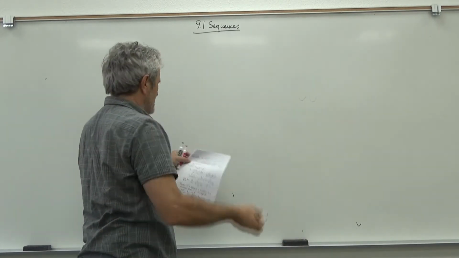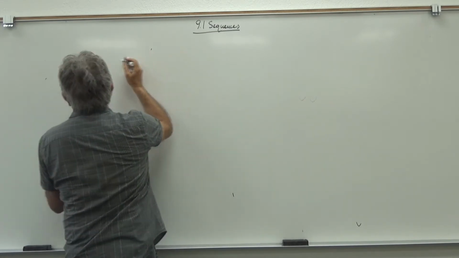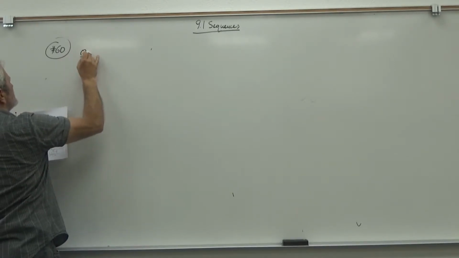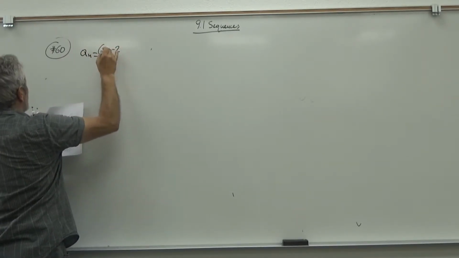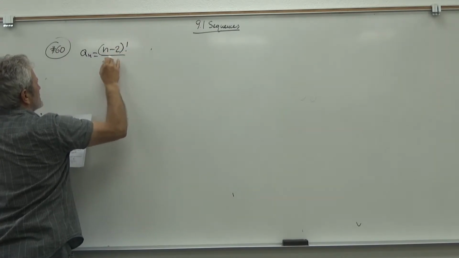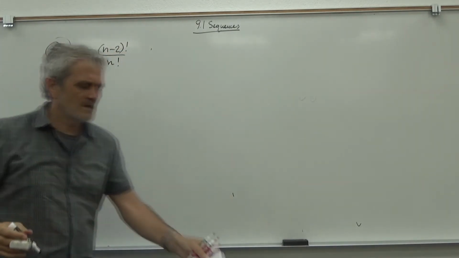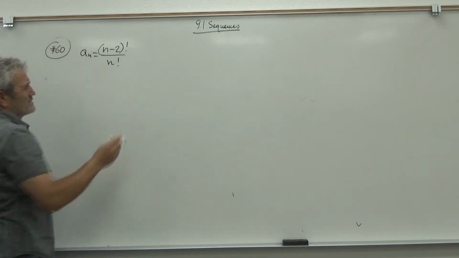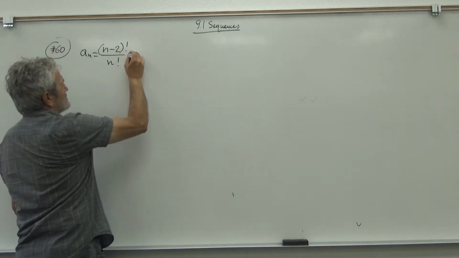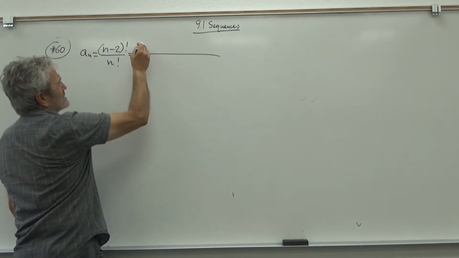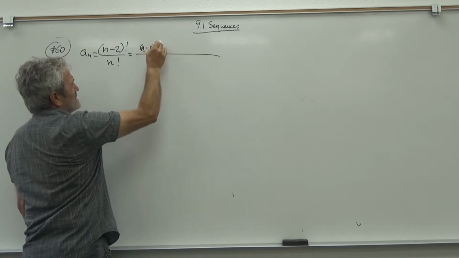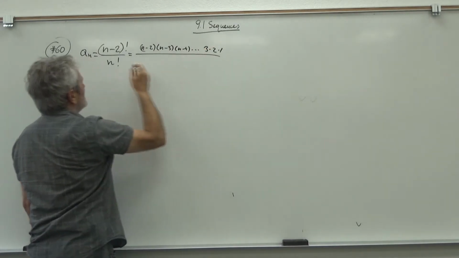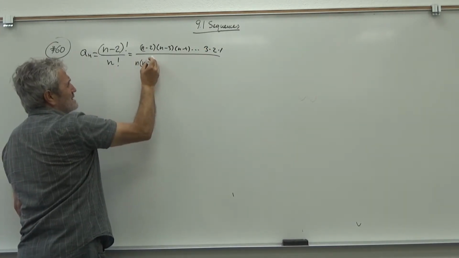Number 60 says a_n equals (n minus 2) factorial over n factorial. This one actually just looks bulky, but this is something that we will also need quite often in this chapter. Here's what it stands for. (n minus 2) factorial basically goes from n minus 2 and then lower numbers, n minus 3, 2, 1. n factorial goes from n doing the same thing.